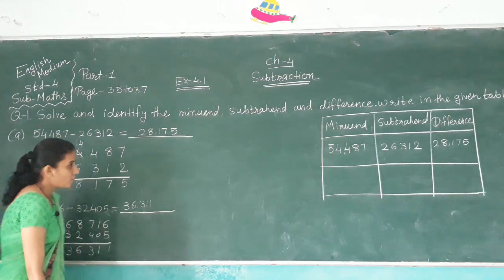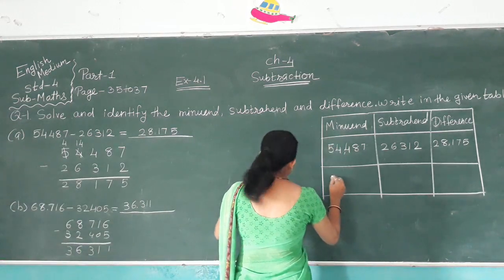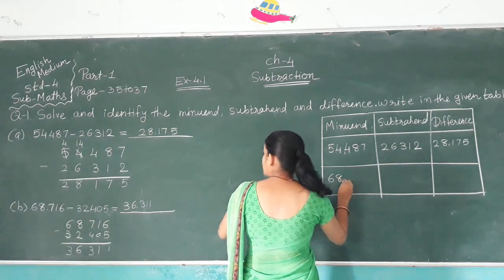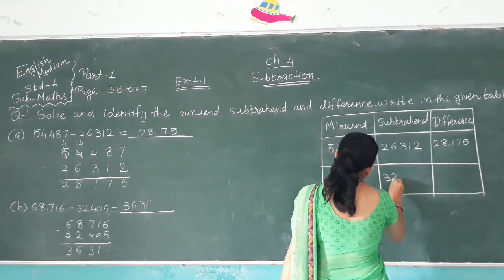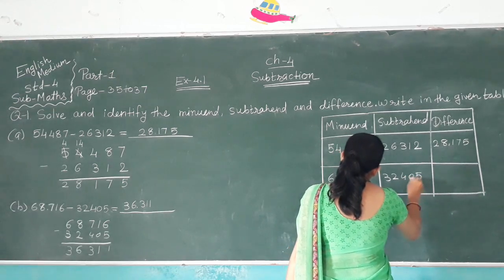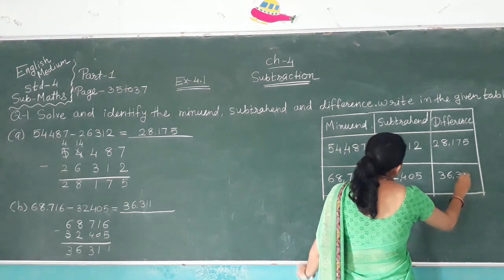36,311. Now both numbers are arranged in the table. So minuend is 68,716, subtrahend is 32,405 and answer is 36,311.